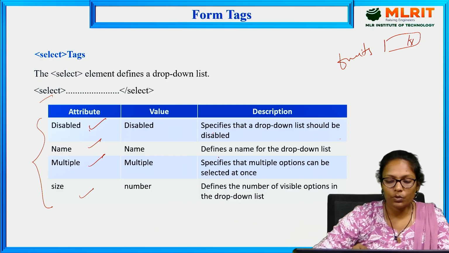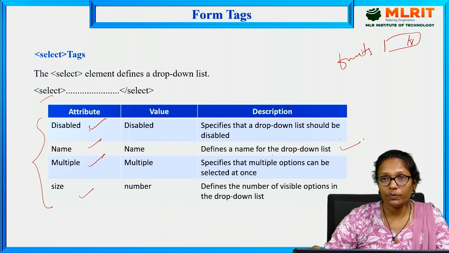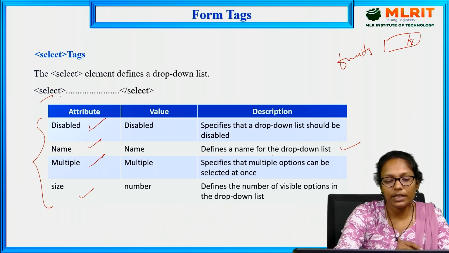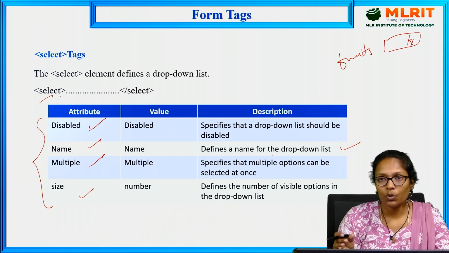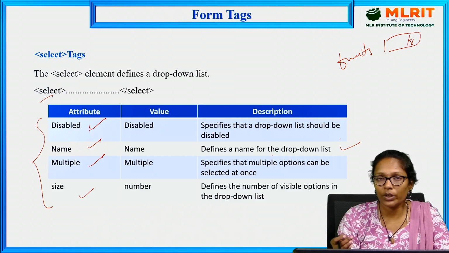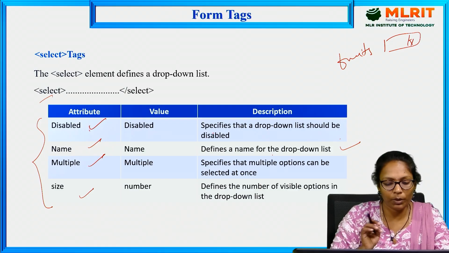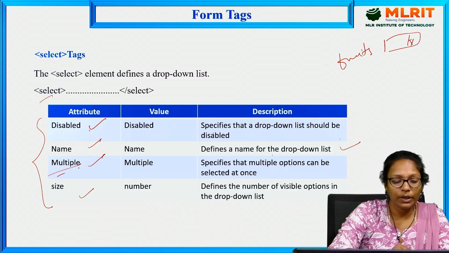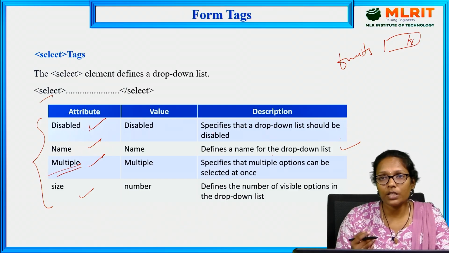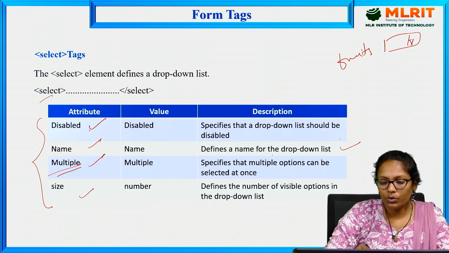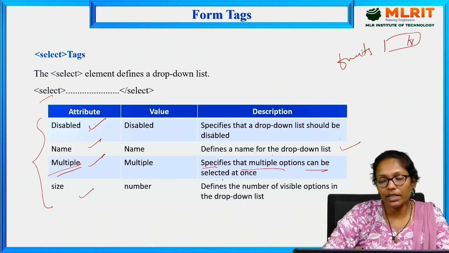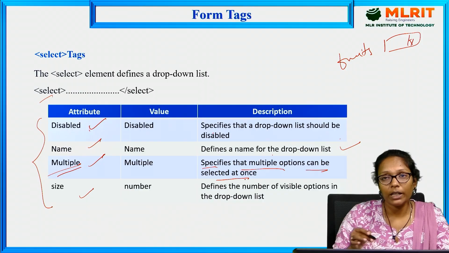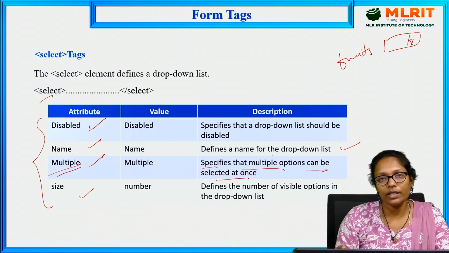Next, name defines the name for the drop down list. This we have seen in the previous video. For the select tag, you are also giving a name, so what type of drop down list it is, whether it is for fruits, vegetables, or cars, you indicate by giving a name for that drop down list. And next is multiple: whether I can select multiple options from that list or not. It specifies that multiple options can be selected at once or not. If multiple is enabled, then yes, you can select multiple options at the same time, otherwise you cannot.